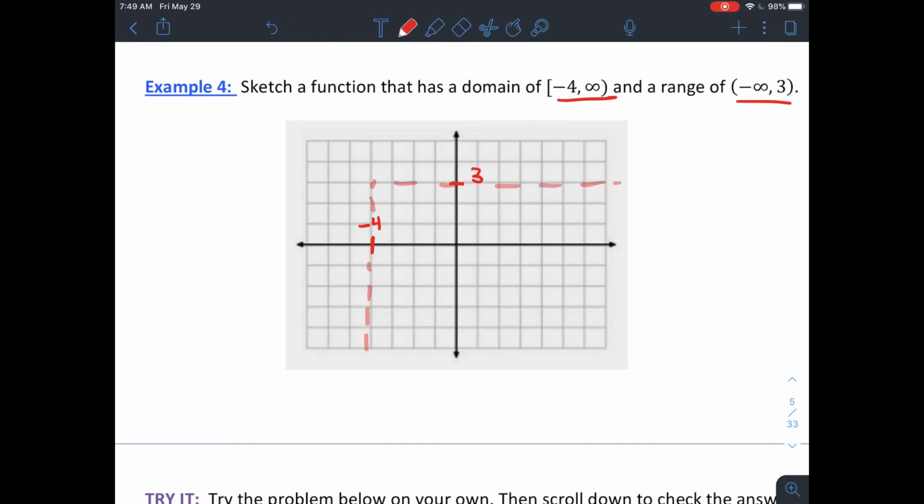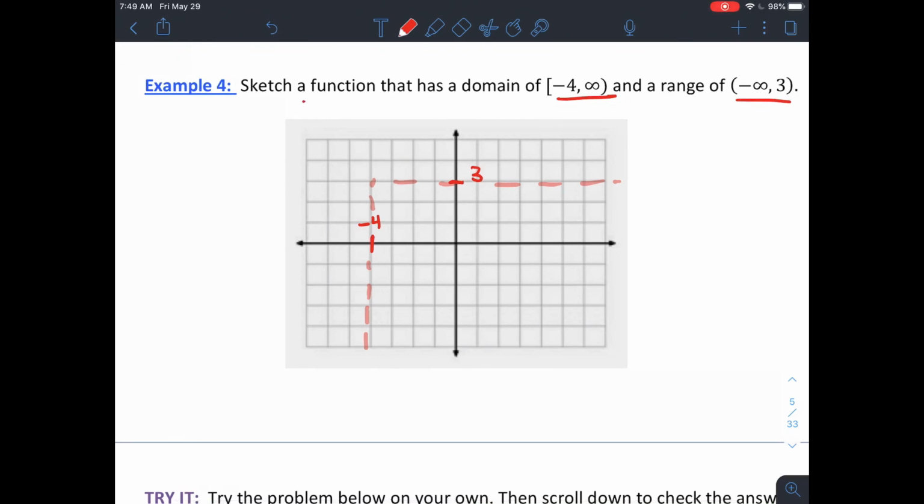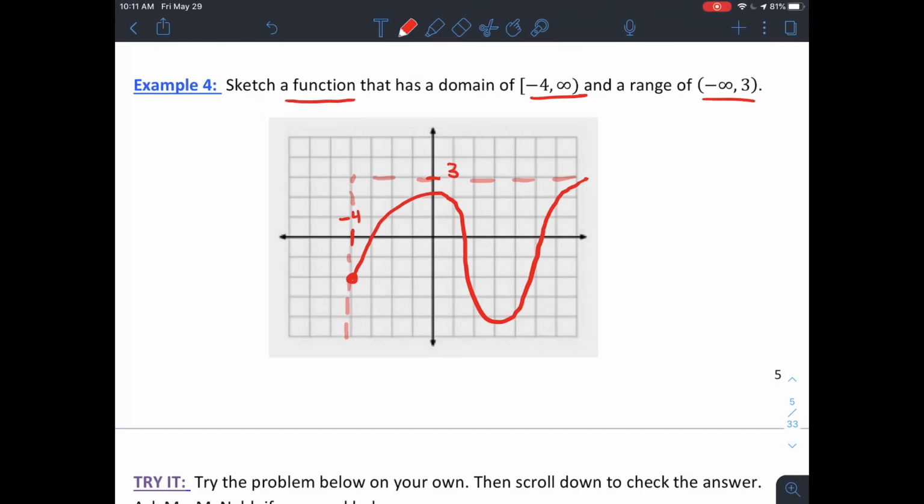So let's see if we can sketch one. There are a lot of possible options. It does need to be a function, so make sure it passes a vertical line test. I'm just going to start there, bounce back and forth a little. Oh, I need to make sure it actually goes up to 3. But that's a parentheses, not a bracket, so it actually needs to not include 3. And then it needs to go down towards negative infinity for my range to be correct.